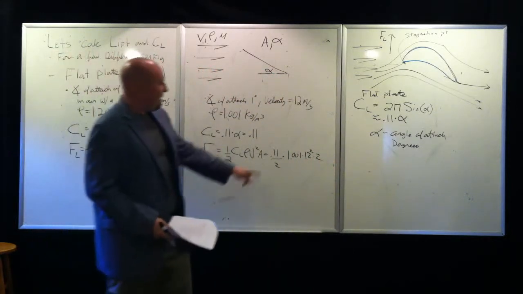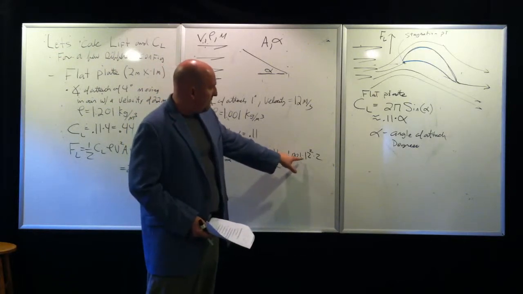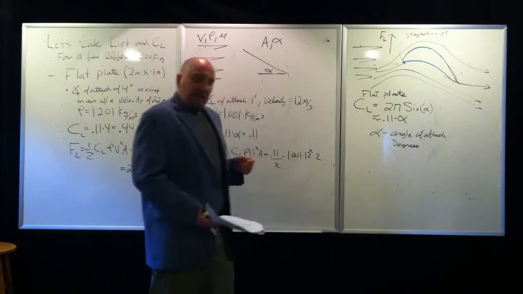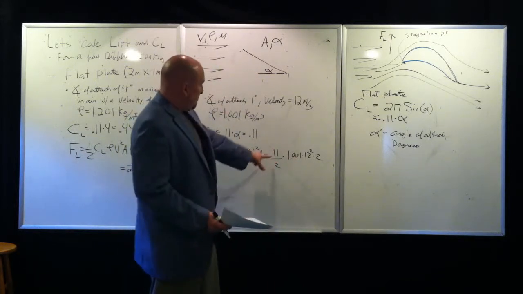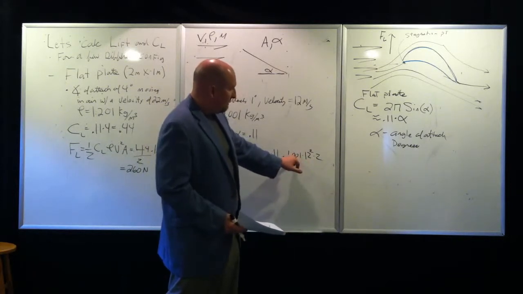Put all the numbers in your calculator: 0.11 divided by 2, multiplied by 1.001, multiplied by 12 squared, multiplied by 2, and you can come up with a number. This is roughly 0.5, that's 144, that's roughly 1.